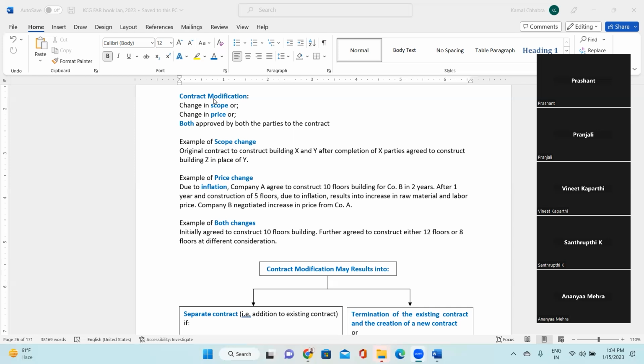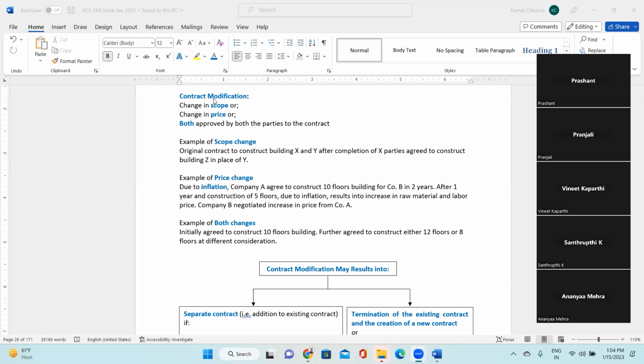If you see the first example of change in scope: the original contract was to construct buildings X and Y. After completion of X, parties agreed to construct building Z in place of Y. So there's a change in scope.